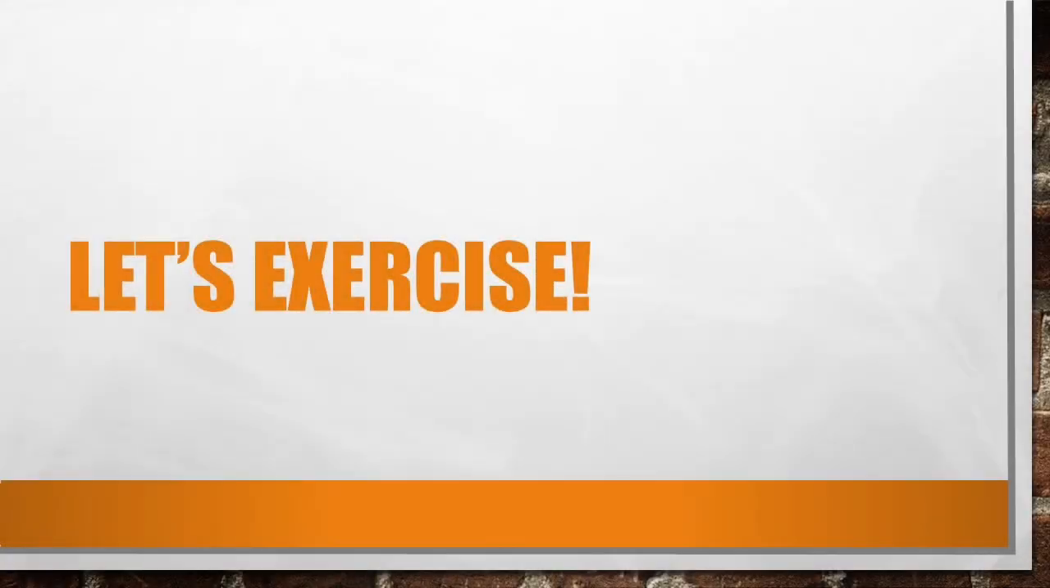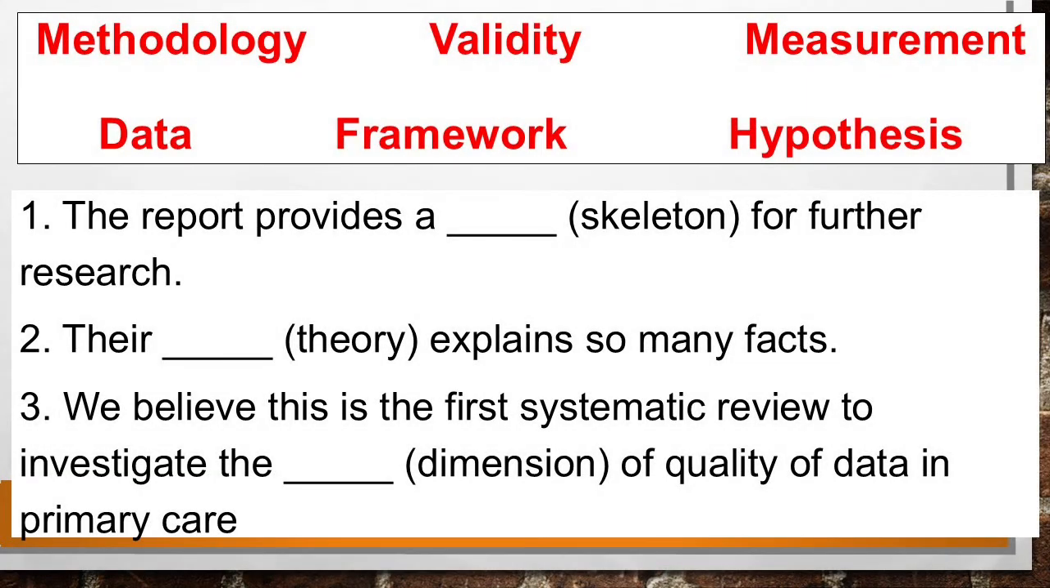All right, let's see if you really understand our lesson. So let's have an exercise for the technical and operational definition of terms. For this exercise, you have to choose the technical definition inside the box. Your clue is in the parentheses, by identifying the similar term or similar technical definition for each word. So for number one, we have: the reporter provides a blank skeleton for further research. Number two, their blank theory explains so many facts. Number three, we believe this is the first systematic review to investigate the blank dimension of quality of data in primary care. So what do you think are the answers?